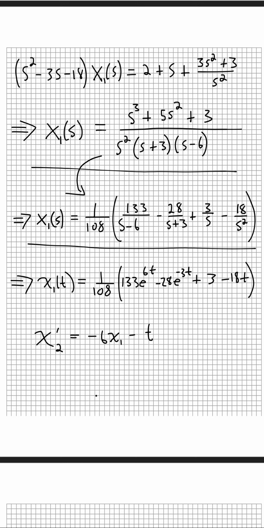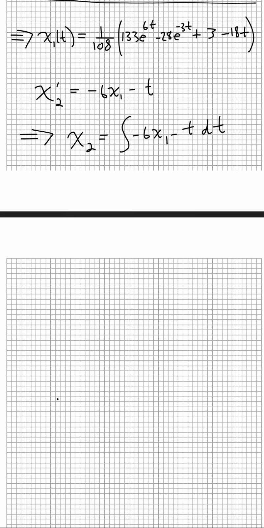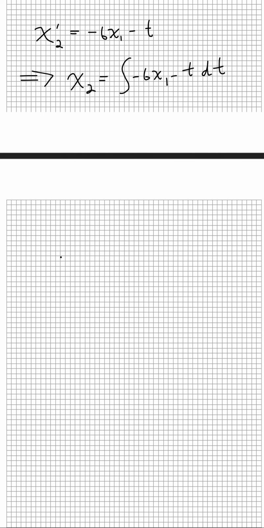That's what we had. So instead of going through the rigmarole that you see here with partial fraction decomposition, although you could do it that way and you will get the same answer, you can actually simplify your life a bit just by solving for x2 by integrating both sides. And so this will be the integral of -6 x1 minus t dt. All right, so let's go ahead and take that integral. And what we end up with is the following. We get x2.